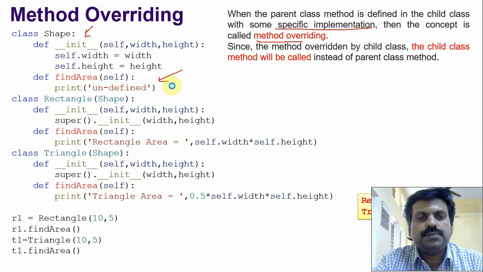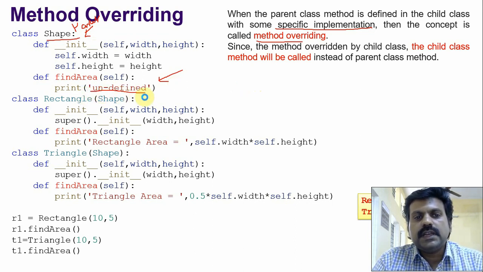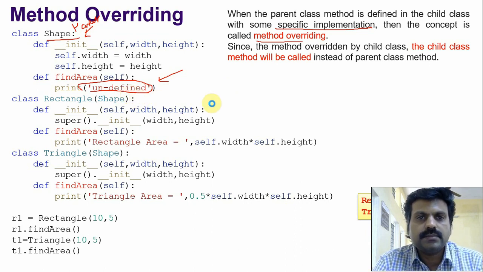Assume that there is a function called find area in the parent class. Here Shape is the parent class, and there is a function called find area. We cannot write a specific logic for find area because it's a general class, right? Now look at this. When I create a child class like Rectangle by extending the Shape class, I get width and height using the constructor and I call the super function. This super function will call the super class constructor and it will initialize the data.